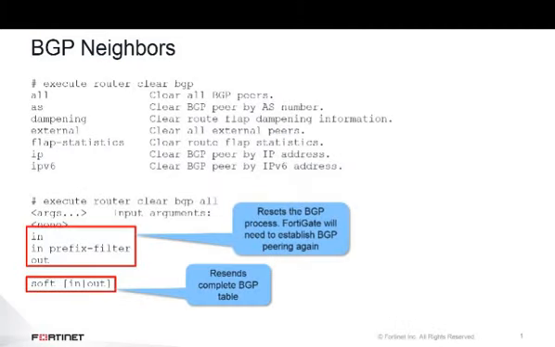This slide shows how the command execute router clear bgp is used to restart a BGP session between two peers. You can also use this command to run a BGP soft reset, which forces both peers to exchange their complete BGP routing tables.